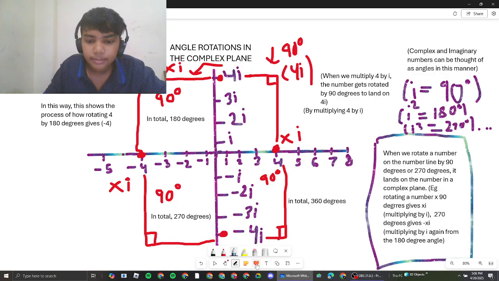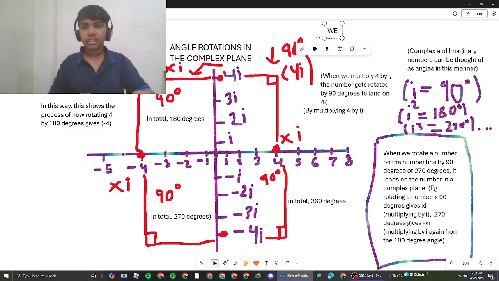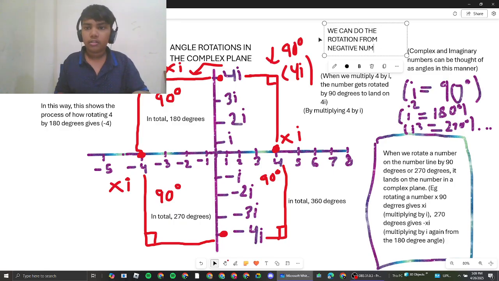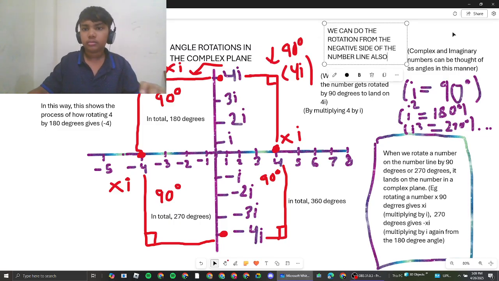Let me write it here. We can do the rotation for negative numbers from the negative side also.